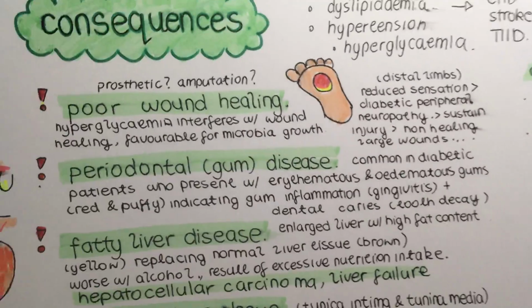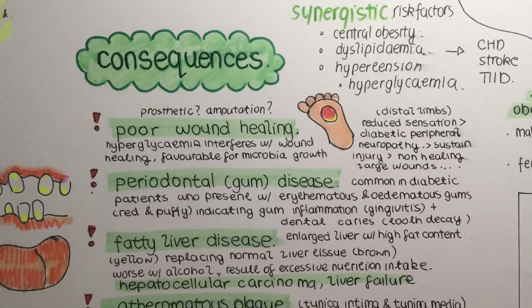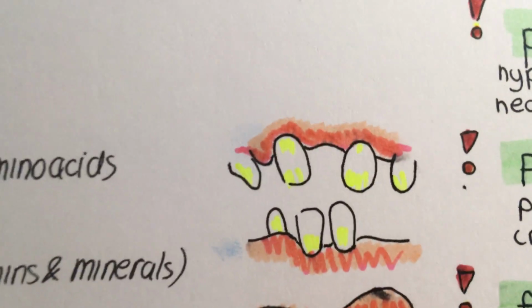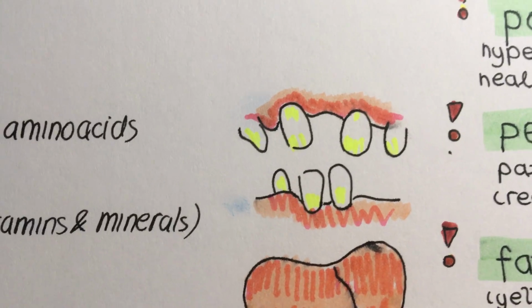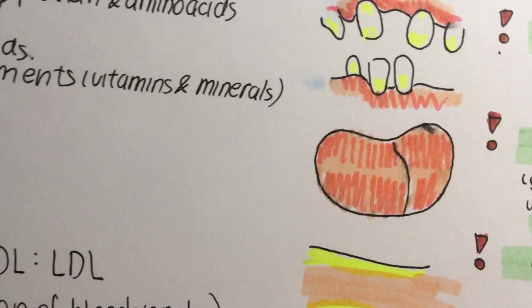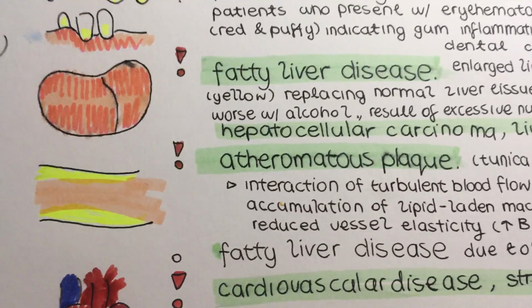So the poor nerve sensation means that when you get injured, you are not aware of what's happening quite as quickly. And then you have periodontal gum disease. So this is very common as well. You may have inflamed gums, which are red and swollen, and you may even have tooth decay.